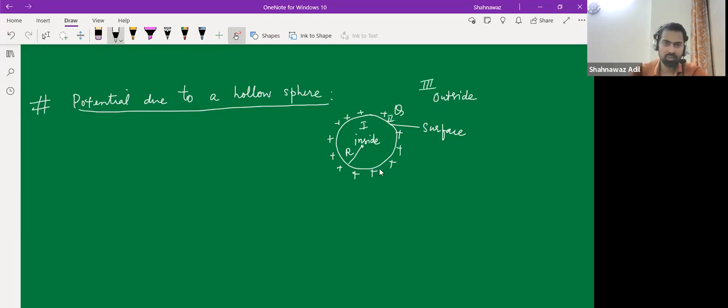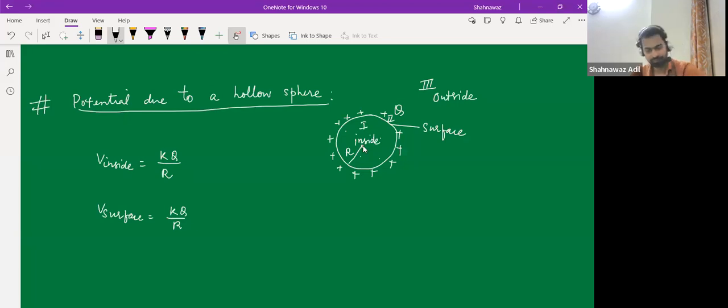So just remember this formula that V inside would be simply KQ by R. V at surface would be KQ by R. You guys see that this is a fixed quantity, right? This R, the radius of this hollow sphere, is fixed. So the potential at this point, at this point, or at surface, all these potentials would be the same, right?